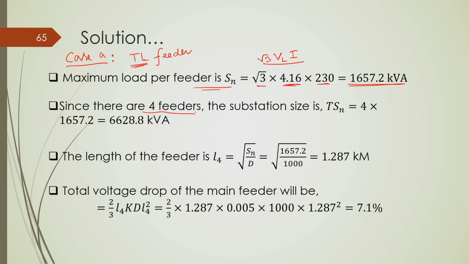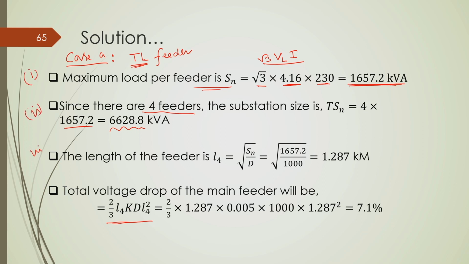1657.2 kVA. Now, since we have 4 identical feeders for this type of substation service area, the total substation size would be 4 multiplied by the maximum loading of each feeder, that is 4 multiplied by 1657.2, which is 6628.8 kVA.